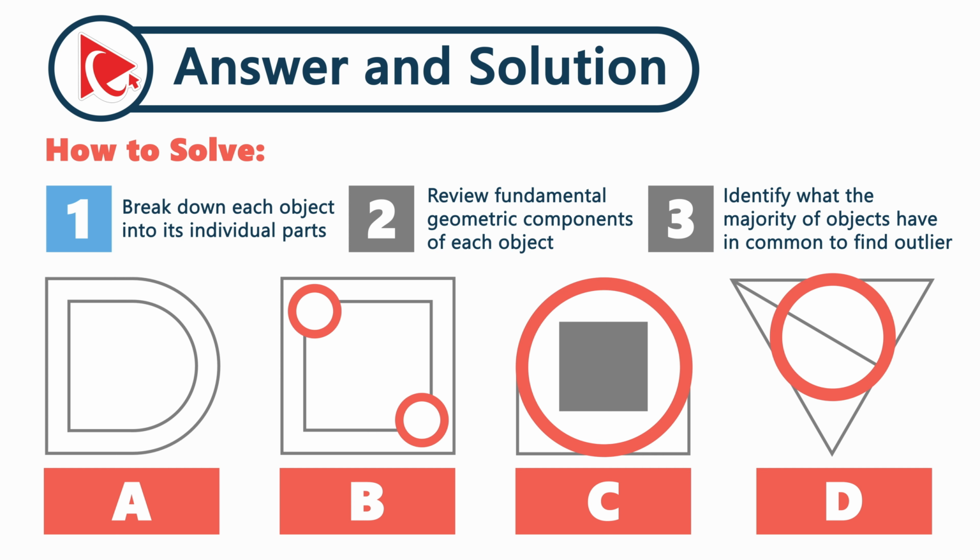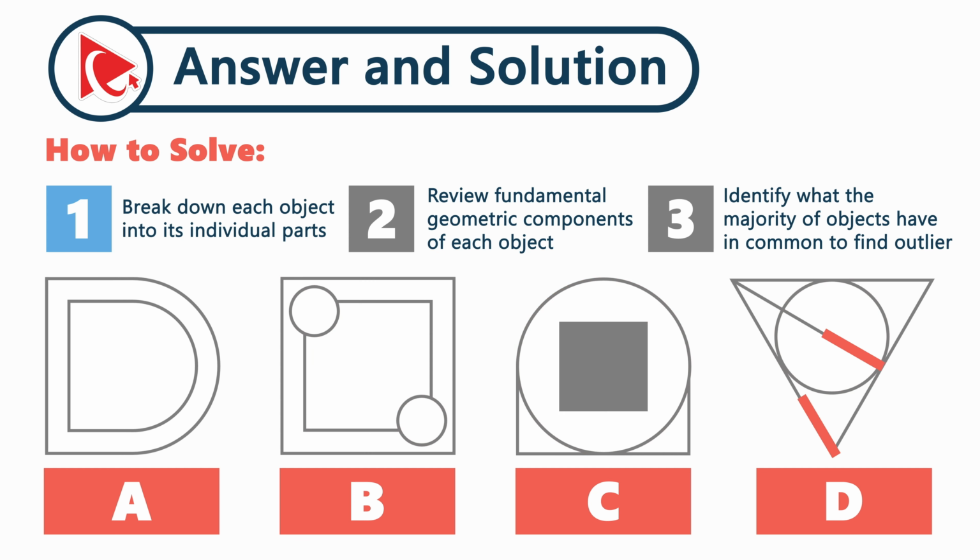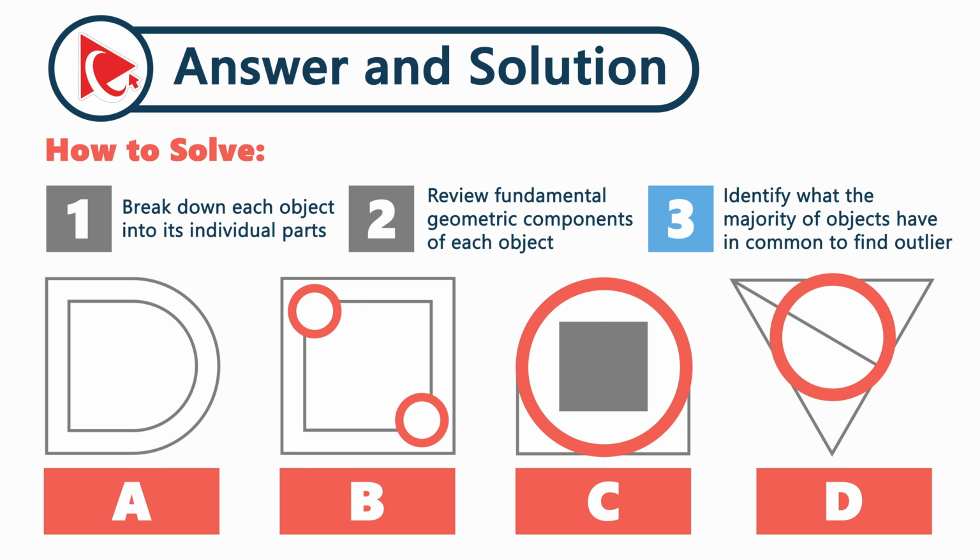We see circles, we see squares, and we see triangle. For example, object B has 2 squares and 2 circles. Object C has a square and a circle. And object D has triangle and a circle. As you can see, objects B, C, and D all have circle in common.